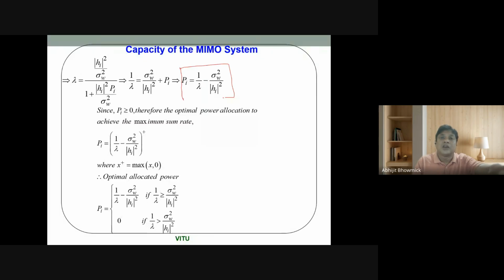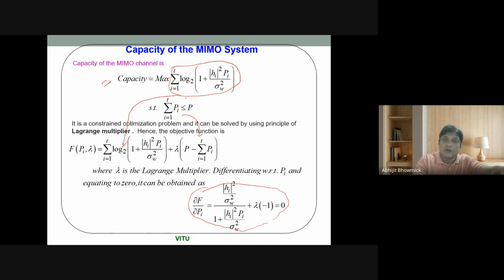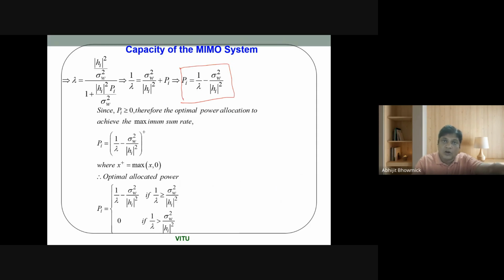would automatically come, because from differentiation, you know, for the minimum or maximum, first you have to take the differentiation, then you have to equate it to 0. Then if you resolve this equation, automatically Pi is equal to 1 by lambda minus sigma w square by mod of h square. So we can write Pi is equal to 1 by lambda minus sigma w square by mod of h square, plus sign, already discussed. That means it is mentioned here: if it is x plus, it means max of x and 0.